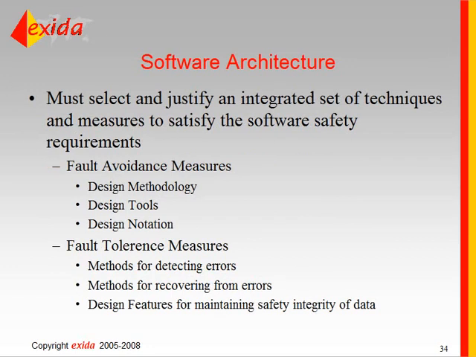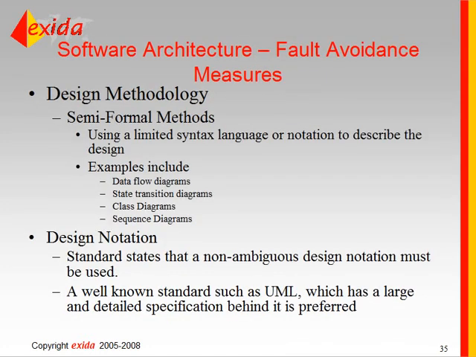So the software architecture must contain fault avoidance measures. These are measures to avoid or reduce the amount of faults that get into the design to begin with. And then fault tolerance measures are, assuming that some faults get through, that you can tolerate them in the end product. So the fault avoidance measures include the design methodology you use, the tools you use to do your design and development, and your notation that you use. And the tolerance measures includes methods for detecting errors and methods for recovering from errors and design features for maintaining safety integrity of data.